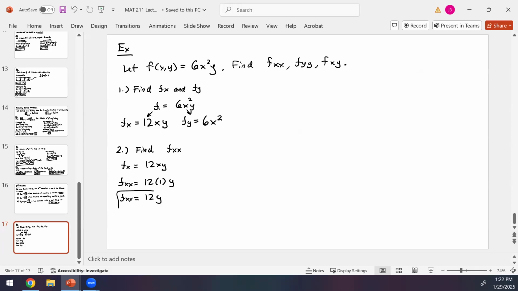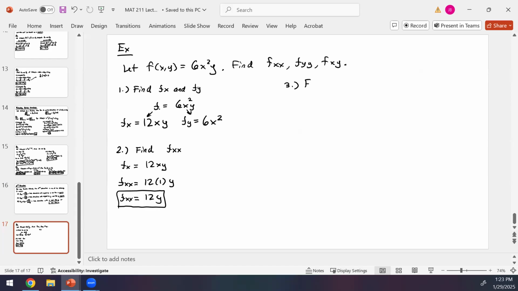And as I mentioned earlier, it is common for partial derivatives of one letter not to have its own letter, but have other ones. Yes. So fxx equals 12y, that's not uncommon. You'll see that all the time.